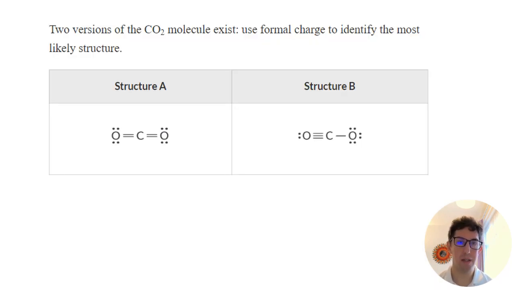Okay, let's go back to this carbon dioxide. So you've got 2 structures, structure A and structure B. You can work out the formal charge of them. So have a go now, pause the video, work out the formal charge of the carbon and the oxygen in both structures.